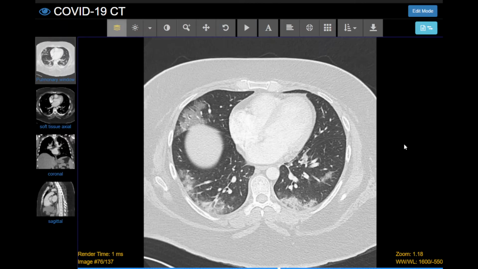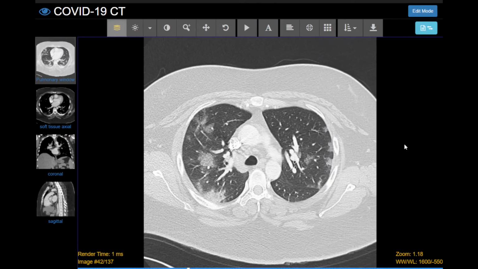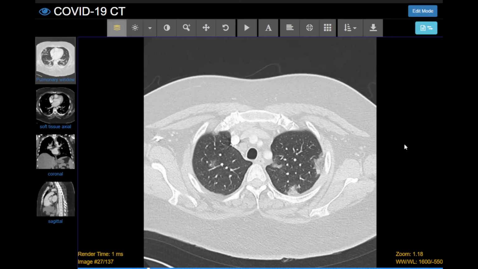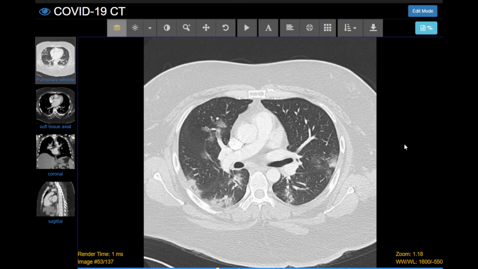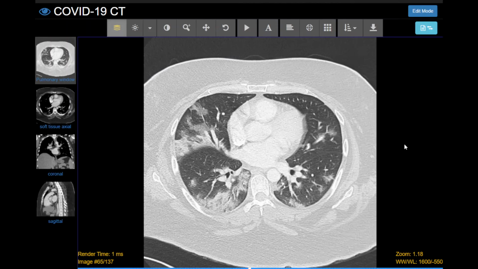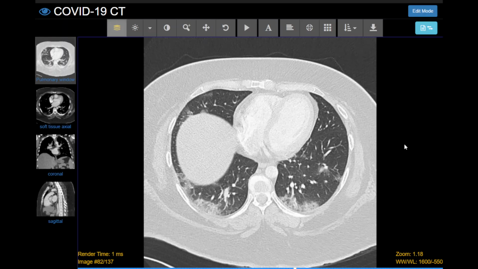Important to note that this imaging appearance, although it is pretty classic for COVID, can also be caused by other organisms and viruses. For example, influenza or even bacterial pneumonia could cause this appearance. So you want to correlate with what the patient's presenting with and check out their COVID test as well.